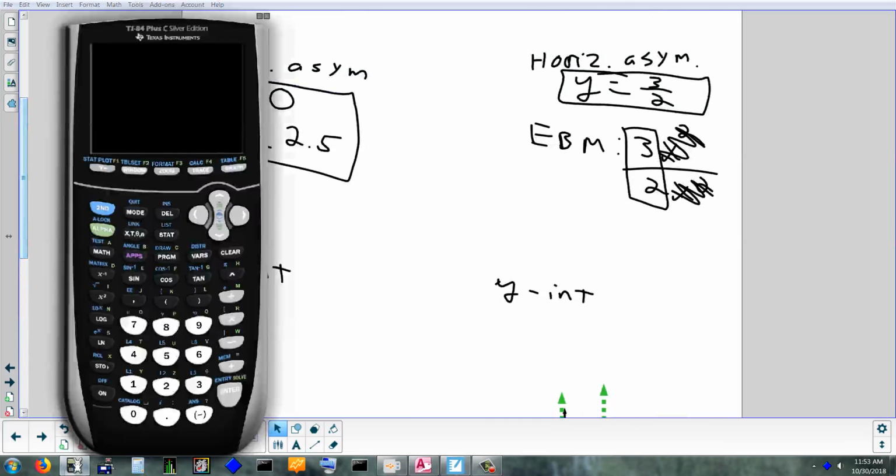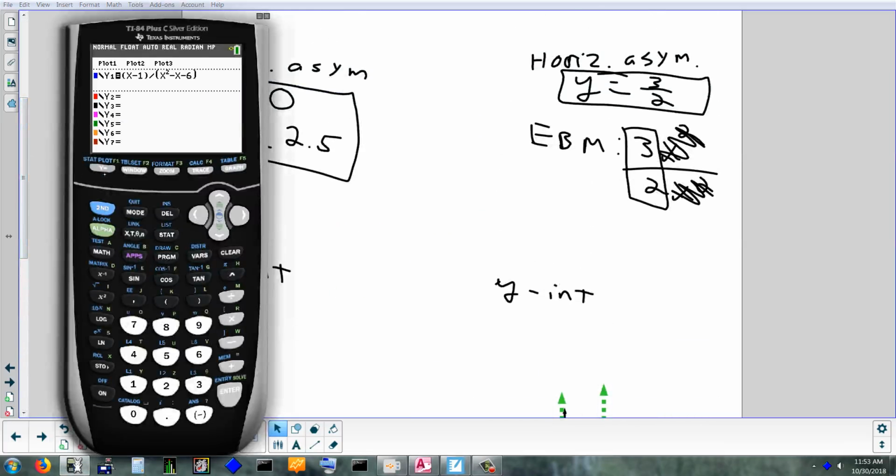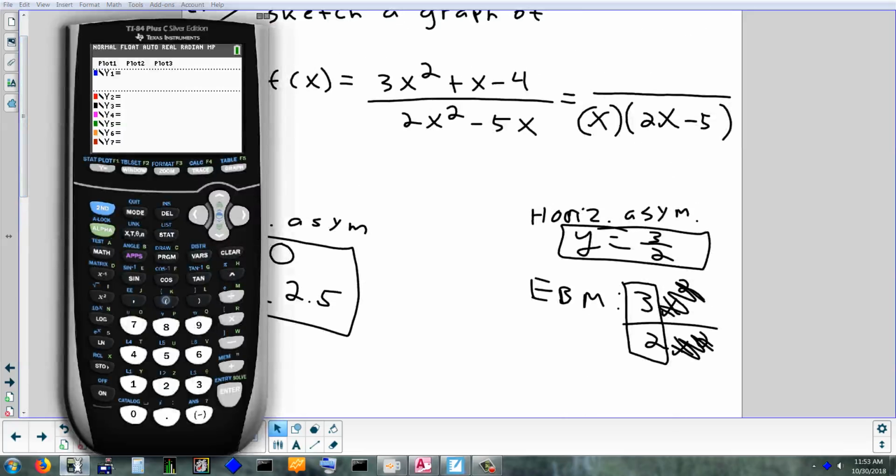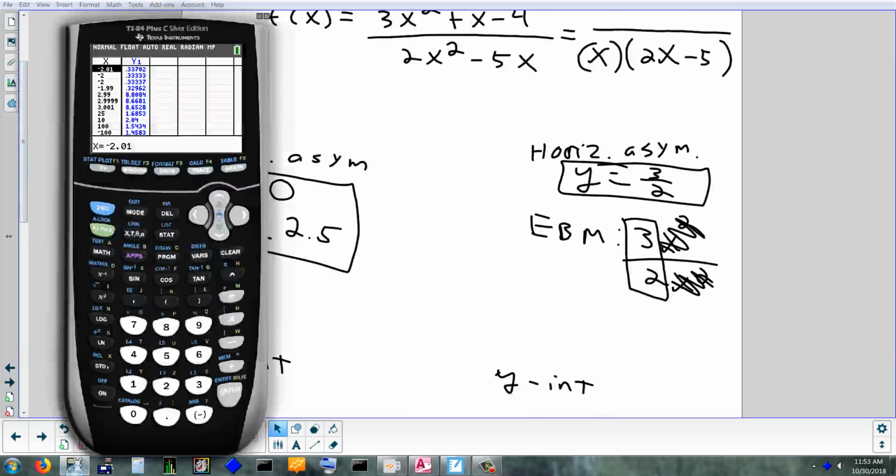All right, so now I've got to type all this in. We've got 3x squared plus x minus 4 divided by 2x squared minus 5x. Okay, my first asymptote was at 0. What's a number just a little smaller than 0? Pretty close to it. A number very close to 0, but a little smaller?